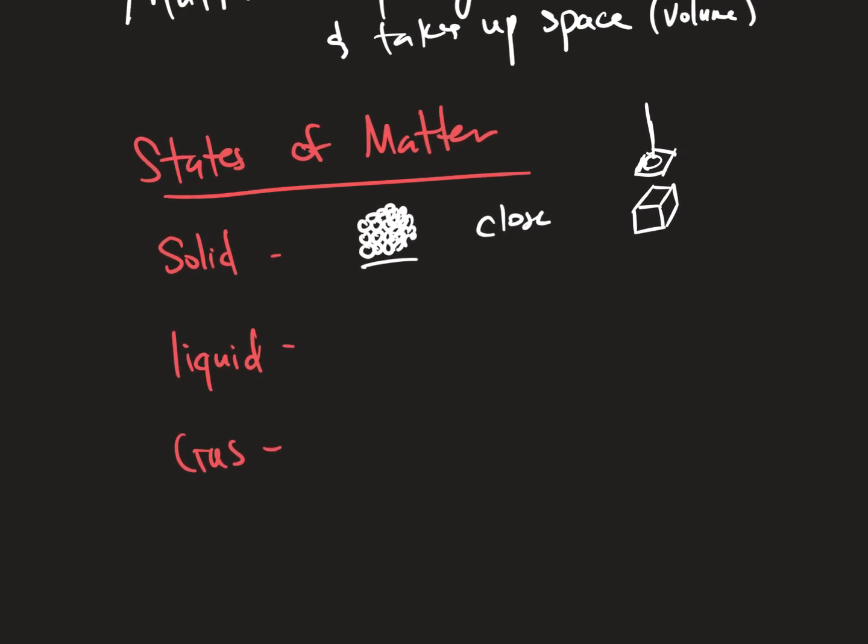What does liquid look like? Well, they're not as close together. But they flow past one another, right? How do we know that? We know liquid flows, right? So this cannot flow. They're stuck together, right? Or they're too close. So it flows.